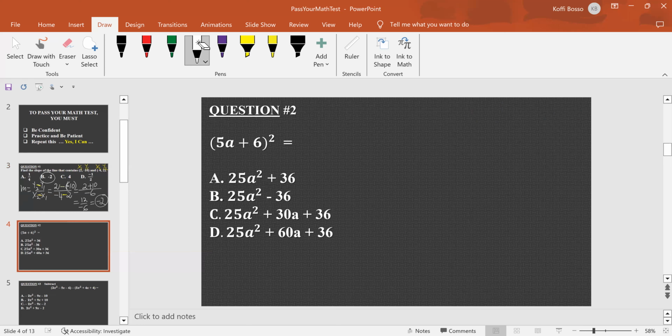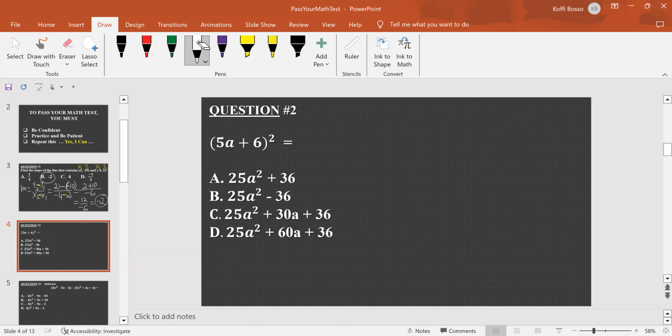Question number 2. Again, feel free to pause this video to solve this question before you continue. Now, question number 2, they say (5a plus 6) raised to the second power is equal to. Please, if you choose A as the correct answer, that is a big mistake, because (5a plus 6) squared is not 5a squared plus 6 squared, which would be 25a squared plus 36.